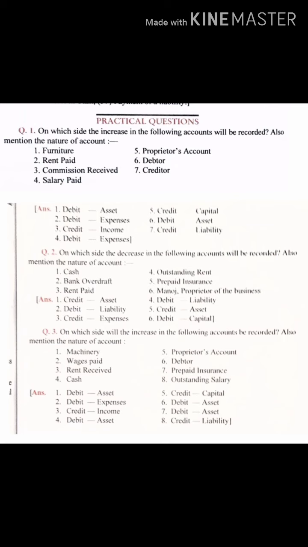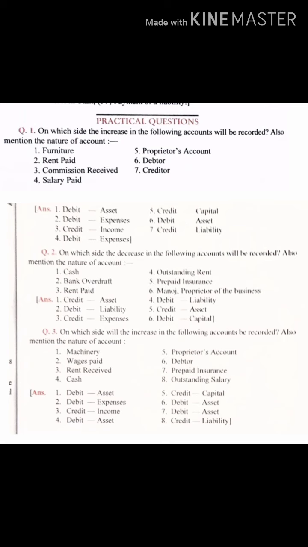Now let's understand a few practicals. See, here are a few items which have been listed. Let's understand which side each will go. Now on which side will the increase in the following accounts be recorded? These all are increases. Which side will it go when it is increased? Furniture, when it is increased, what have we studied, which side will it go? First and foremost, it is an asset, right? So if assets are increasing, it goes on the debit side.